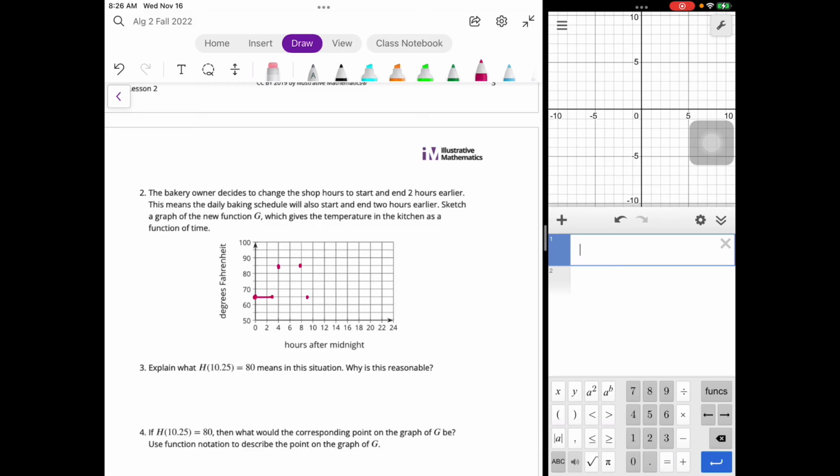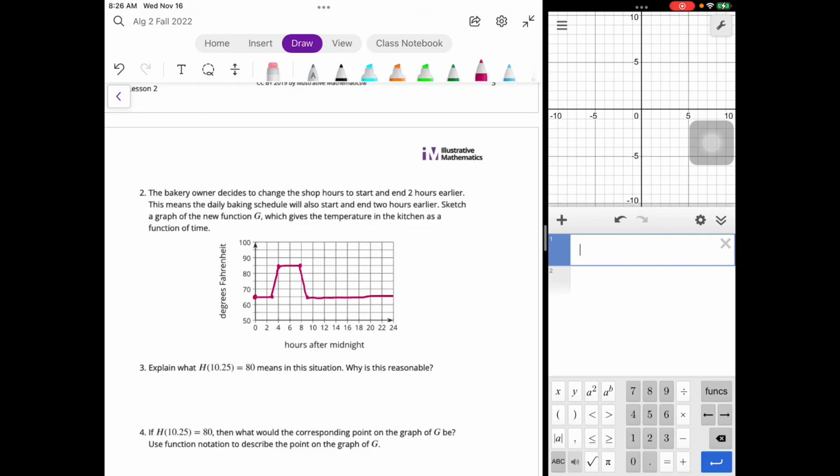So at 3 o'clock in the morning, it'll rise up to 85 degrees, and then it will stay that way for 4 hours, and then it'll come back down, and then it will stay at 65 degrees for the rest of the day. Again, we don't know how long it takes for the temperature to go from 65 to 85. We just made it easier by making it take an hour.